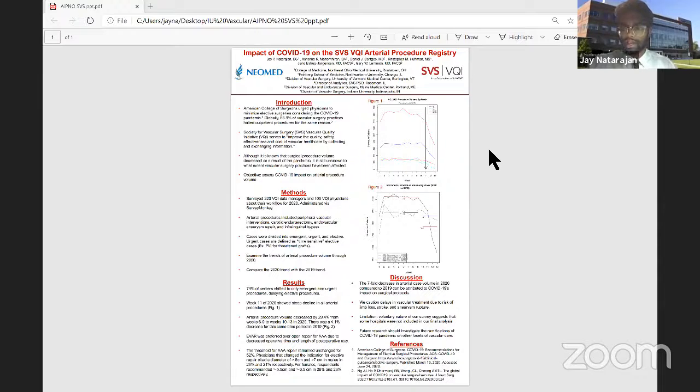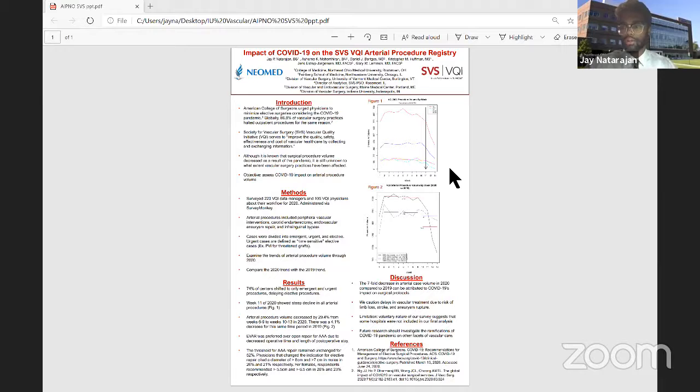specifically arterial cases. This project was in collaboration with the Society for Vascular Surgery Vascular Quality Initiative, or VQI, which is a nationwide vascular data collection collaborative. We accomplished this by surveying 220 VQI data managers and 105 VQI physicians about their 2020 workflow. We defined arterial cases as peripheral vascular interventions, carotid endarterectomy, endovascular aneurysm repair, and infrainguinal bypass, since these are the most commonly performed arterial procedures. We examined the case volume trend throughout 2020, and we compared 2019 and 2020 trends to check for any similarities. The results are shown in the 2 graphs on the right.